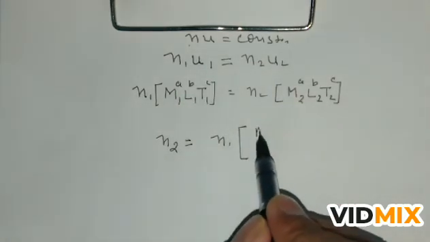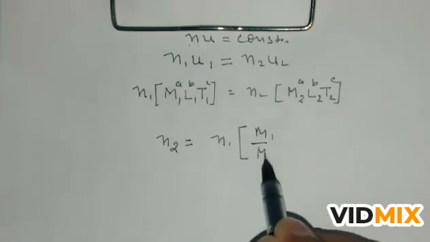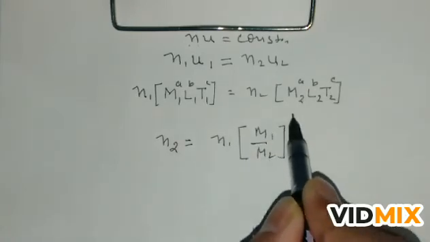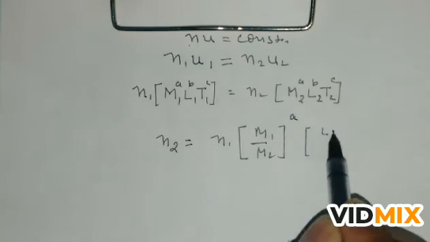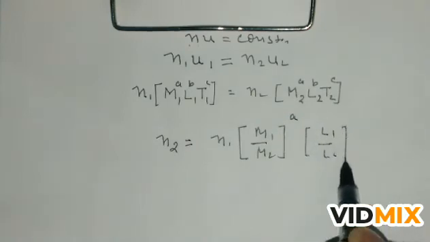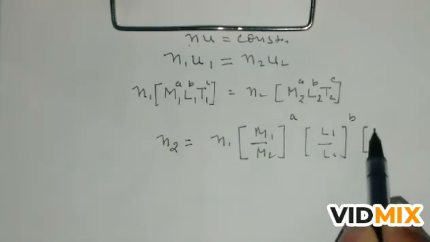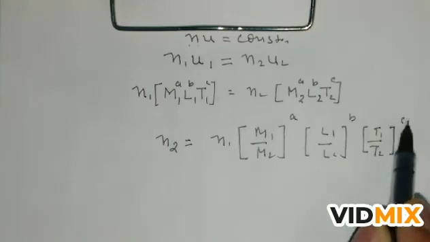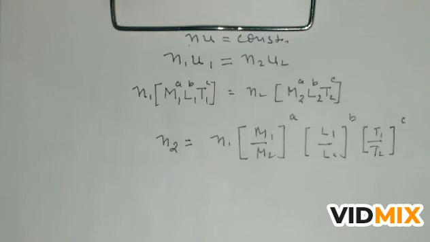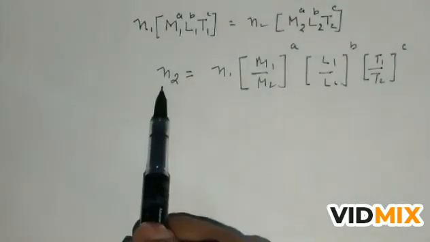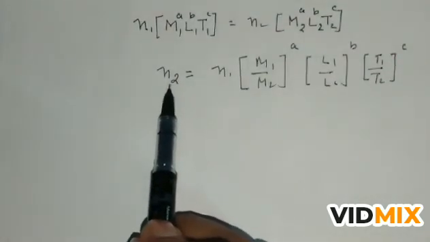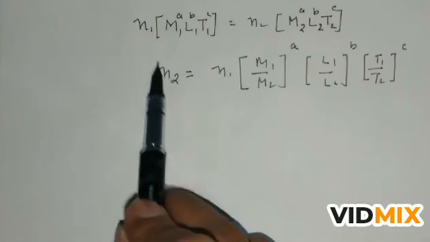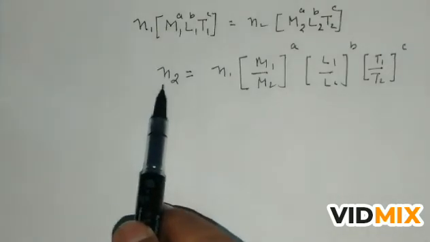That is m1 upon m2 to the power a, l1 upon l2 to the power b, and t1 upon t2 to the power c. ऐसा हमने कर लिया. तो दिस इज द न्यू वैल्यू ऑफ द गिवन फिजिकल क्वांटिटी जिसको हमने दूसरे यूनिट में कन्वर्ट किया है.